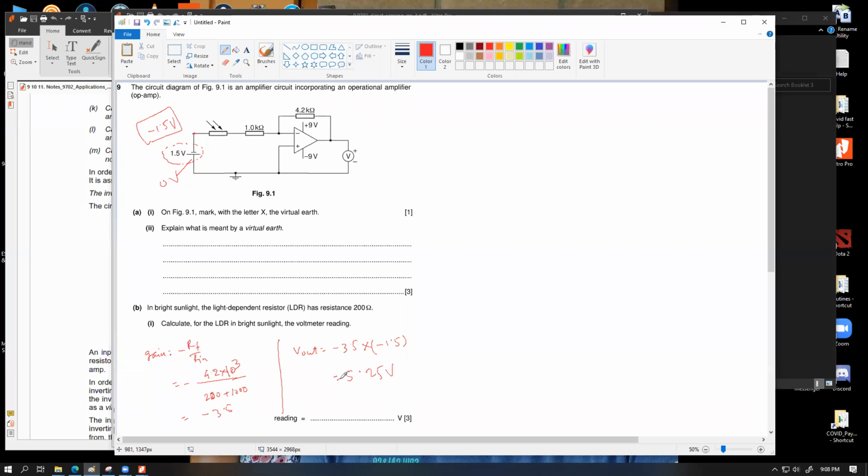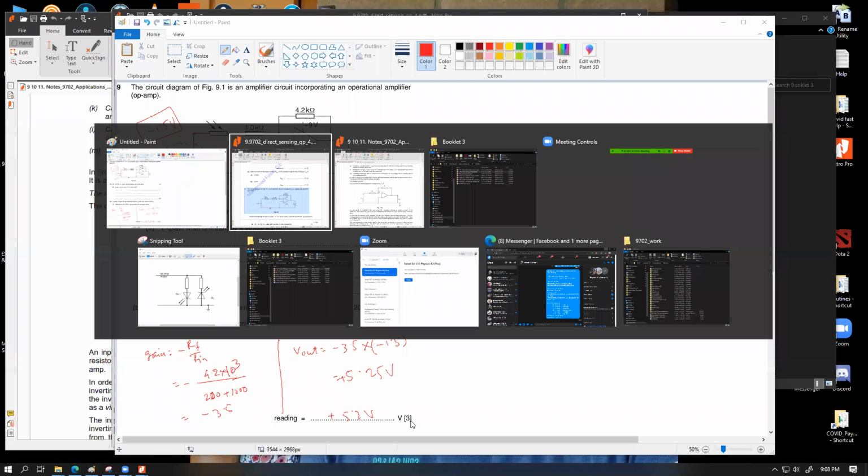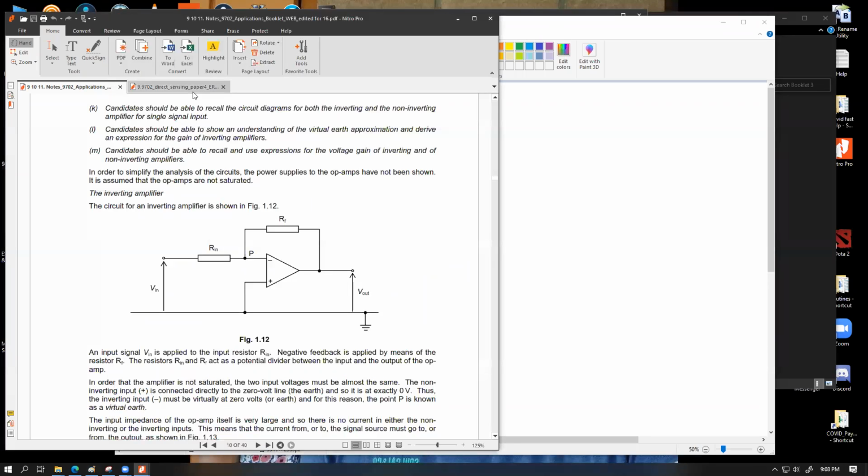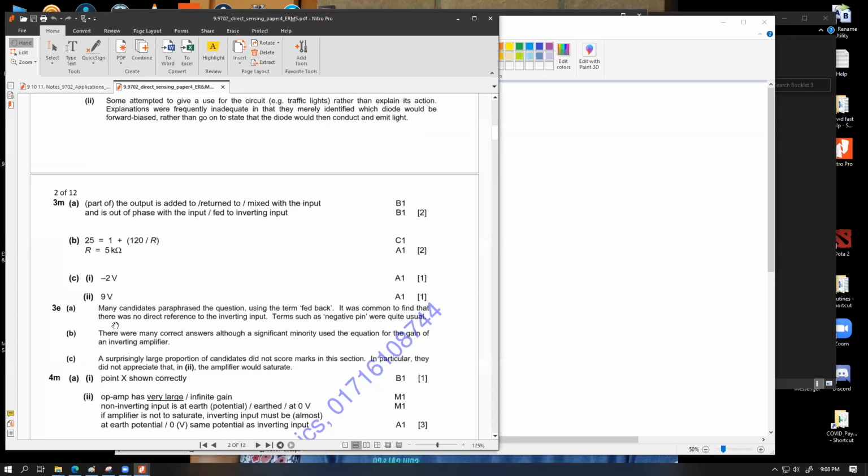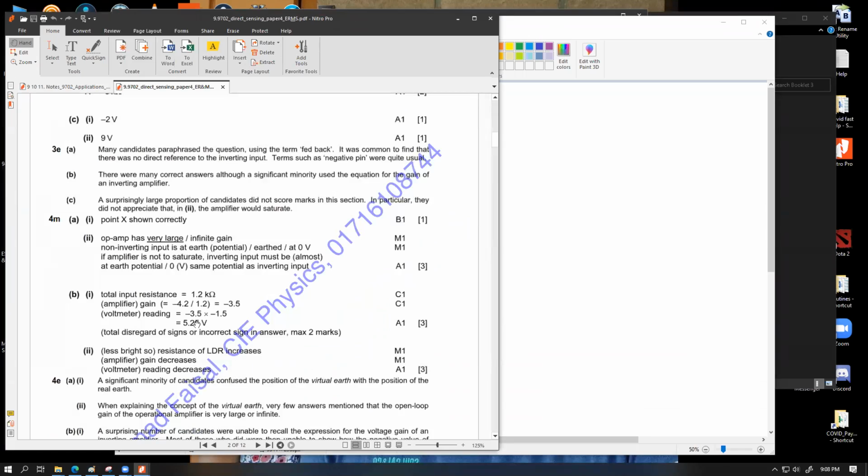So I'm going to read plus 5.25 volt at the output. I'll check my working. I hope it's correct. Yes. Total input resistance 1.2 kilo ohm, amplifier gain minus, ultimately the minus has to be there, voltmeter reading: minus 3.5 into minus 1.5 equals 5.25.